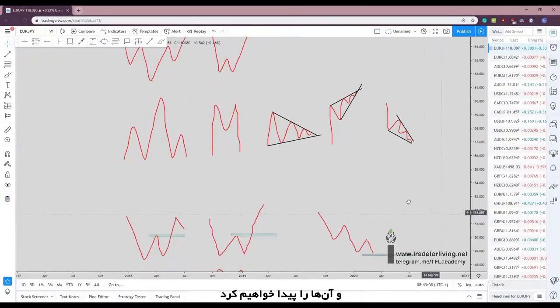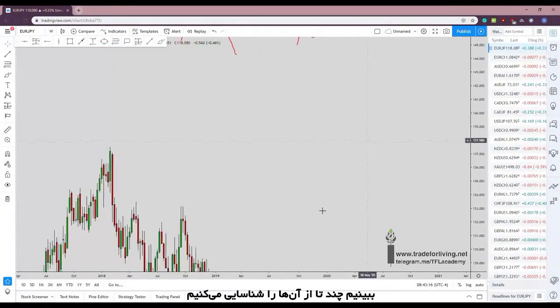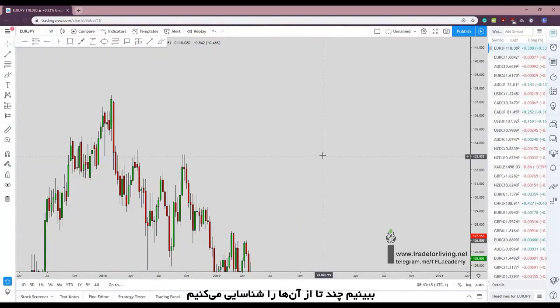Now let's start by finding the first pattern that we defined, so head and shoulders and inverted head and shoulders, and let's see how many times we actually do identify them.